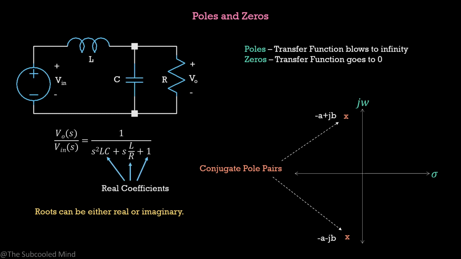But how do we obtain useful information from these poles and zeros? This is where Bode plots will help us in the next video.